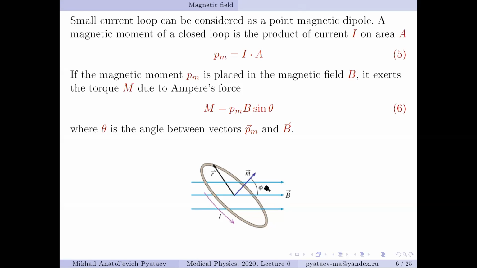And a rotated charged object creates a magnetic field which looks similar to the magnetic field of a point magnetic dipole.